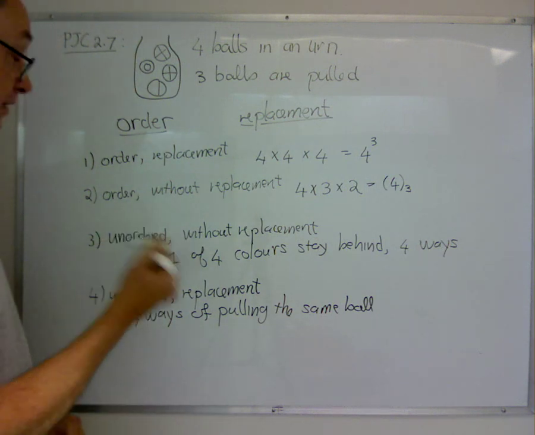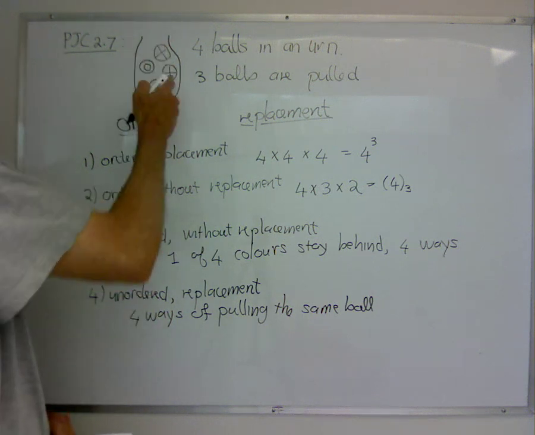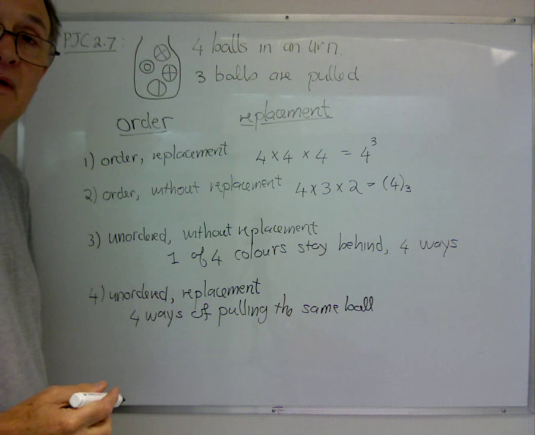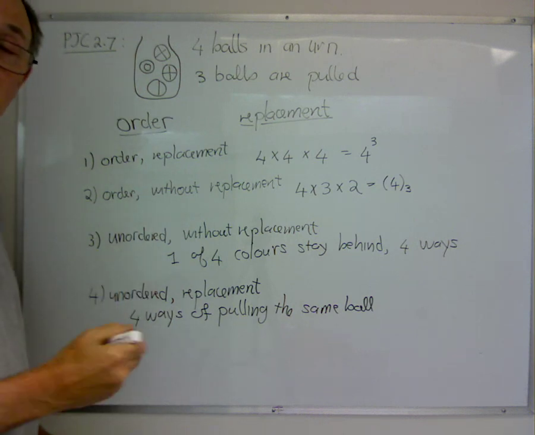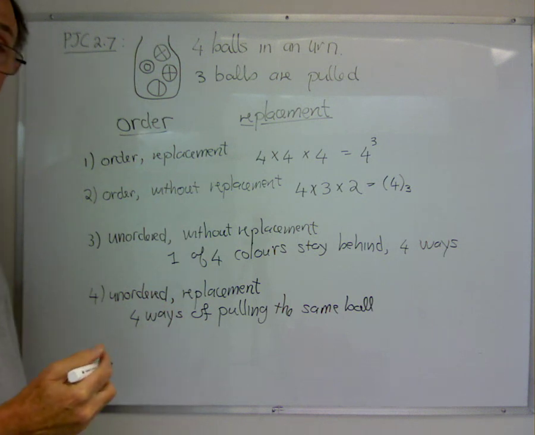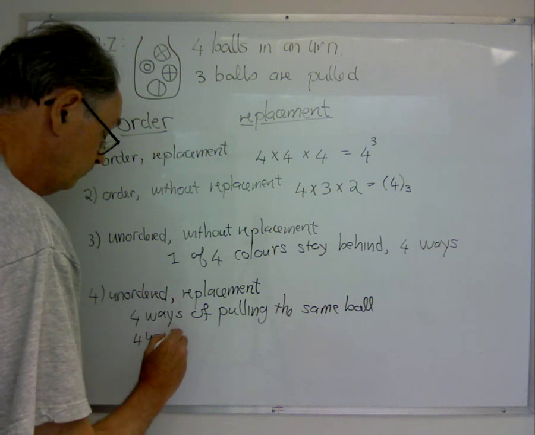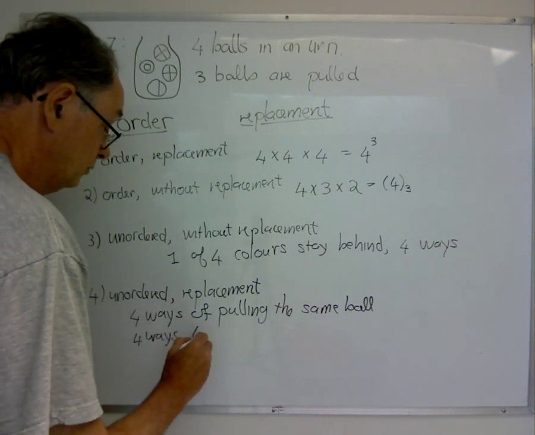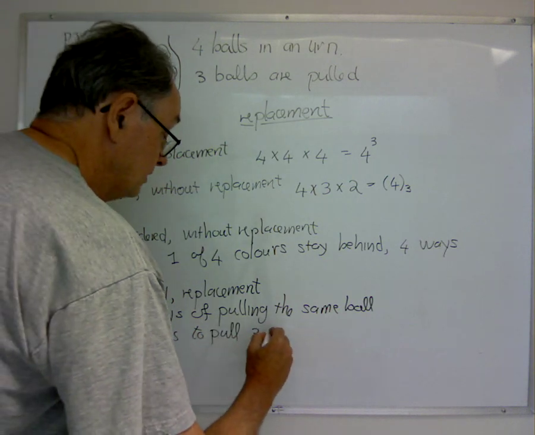Now the other thing that can happen is you could pull 3 balls, and they all have different colors. And as we've argued above in 3, in that case the ball that remains tells you what you've pulled, right? So there are 4 ways again for 3 different colors.